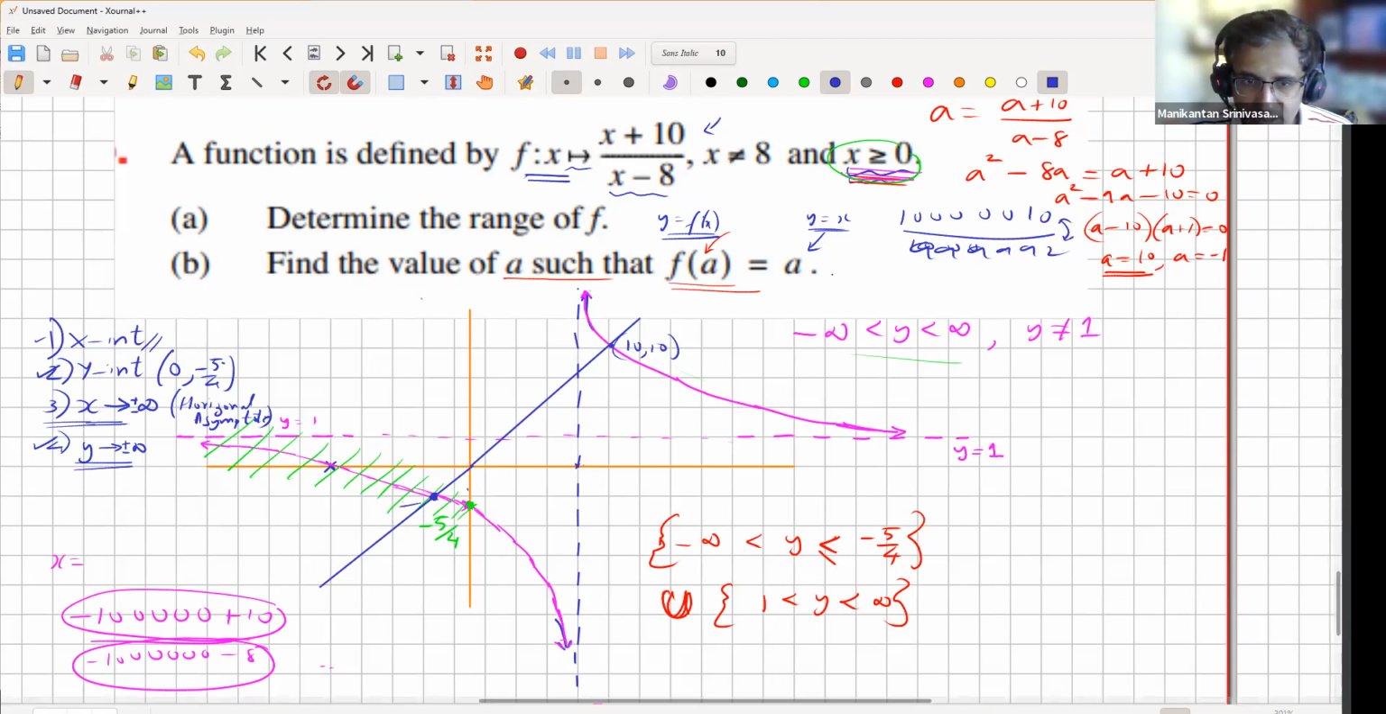And at minus 1, suppose we are allowed minus 1, then it will become minus 1 plus 10, which is plus 9, by minus 1 minus 8, which is minus 9, which is the minus 1. So minus 1 comma minus 1 is also a point, if only we were allowed to include the domain which is less than 0. But in this case, it's not. And therefore, only a equal to 10.